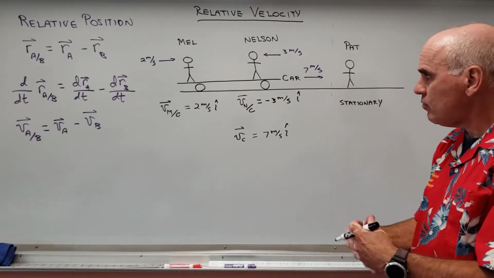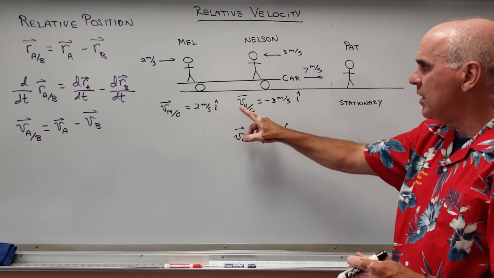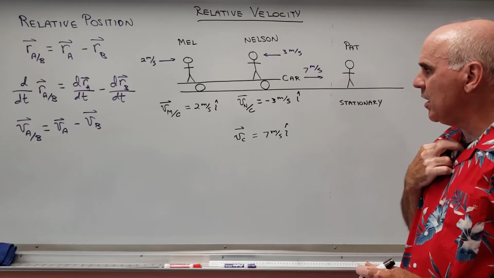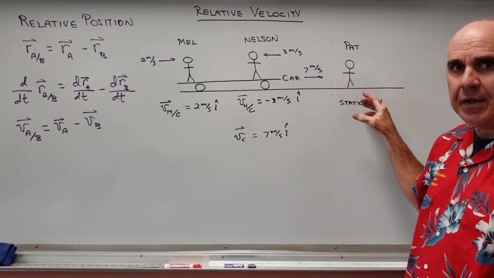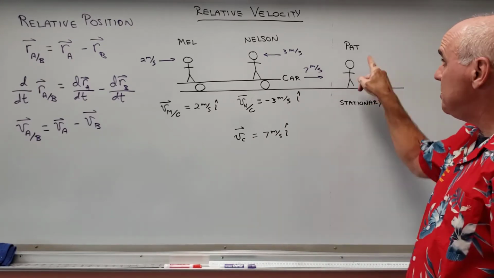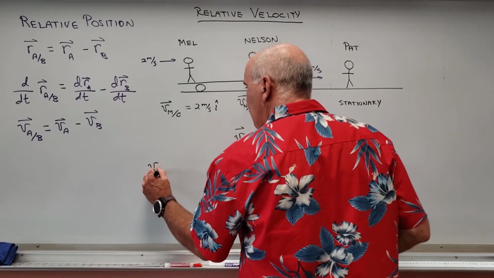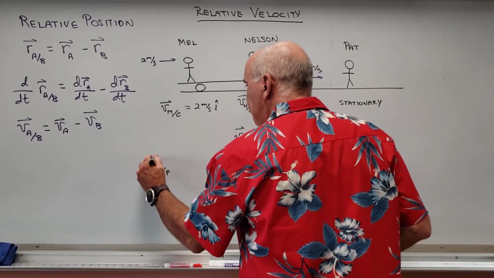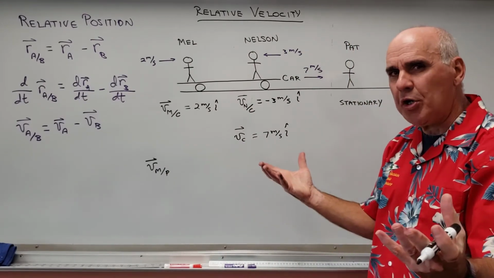All right? So I have the velocity of Mel with respect to the car and the velocity of Nelson with respect to the car. And then the car is moving at 7 meters per second down the track. So what I might be interested in is the velocity of Mel with respect to Pat. Now let's forget subscript notation for a second. Let's just argue it out.